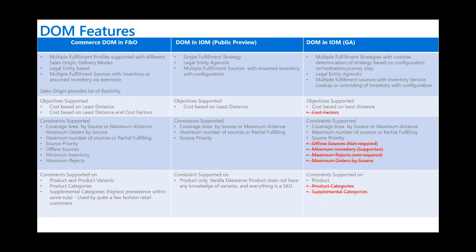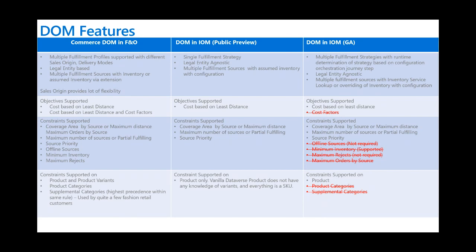And then as we are built on top of the Dataverse model, we are legal entity agnostic, meaning if you had multiple legal entities, you could use DOM and IOM to fulfill orders across different legal entities. We are not a financial document, but we just care that as long as the fulfillment source is the closest, we will find the best one.